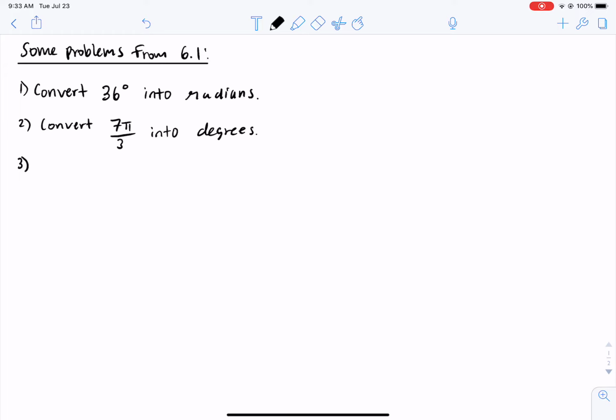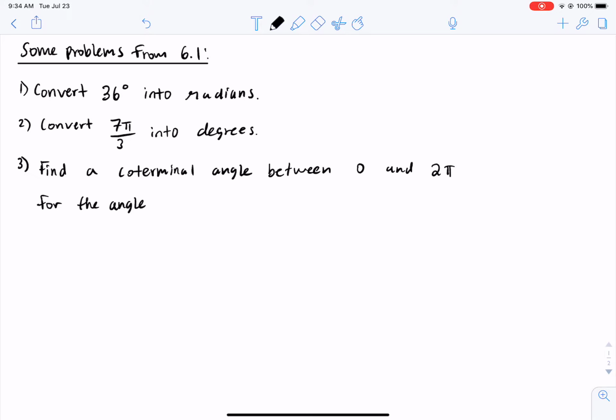Number three, I want to find a coterminal angle between 0 and 2 pi for the angle, say, let me put 23 pi over 4. 23 pi over 4. That's good.